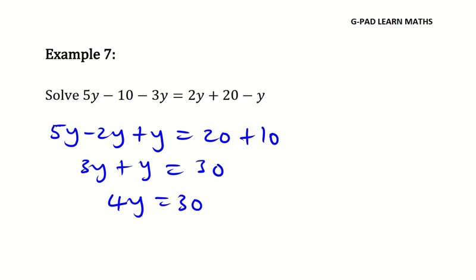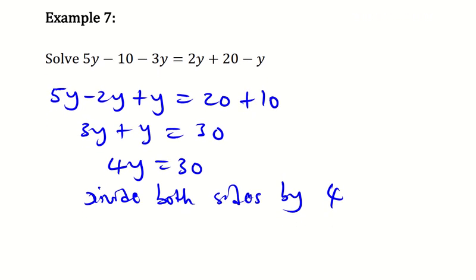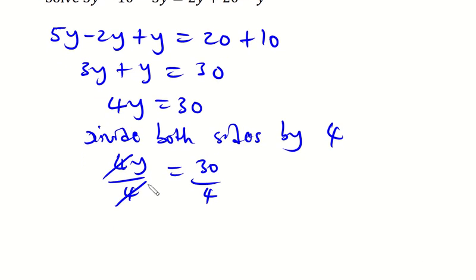30. So let me ask you, what will be the next thing? The next thing is for me to divide both sides by what? By the coefficient of y, which is 4. Divide both sides by 4. I'm going to have 4y divided by 4 is equal to 30 divided by what? By 4. So 4 cancels 4. And then I have this.